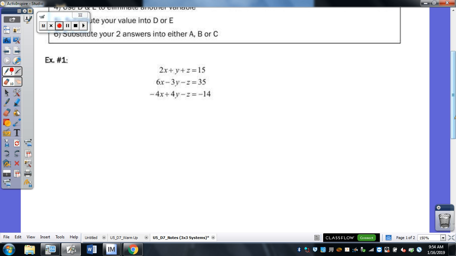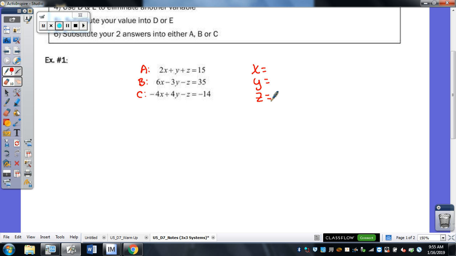I find just reading the steps doesn't make much sense, so let's start going with our first example. First thing you should do is label your equations as A, B, and C, because that's just going to make things a little easier as we're going along. So eventually we have to get a value for x, we have to get a value for y, and we have to get a value for z. So we've got to figure out what x equals, y equals, and z equals. So once we have those three numbers, that means we are done with this problem.